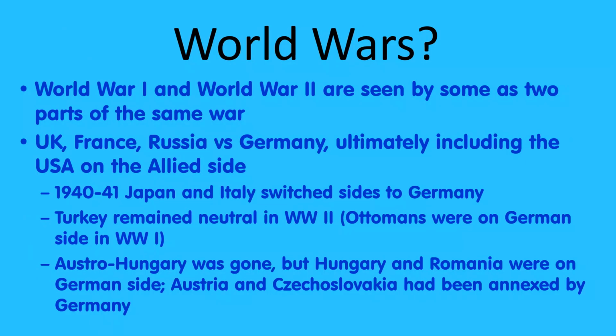World War I and World War II are seen by some as two parts of the same war. The United Kingdom, France, and Russia versus Germany, ultimately including the USA on the Allied side. In 1940-41, Japan and Italy switched sides to Germany. And of course in 43, Italy switched back to the Allies. Turkey remained neutral in World War II, where the Ottomans were on the German side in World War I and were destroyed. Austria-Hungary was gone, but Hungary and Romania were on the German side, and Austria and Czechoslovakia had been annexed by Germany.